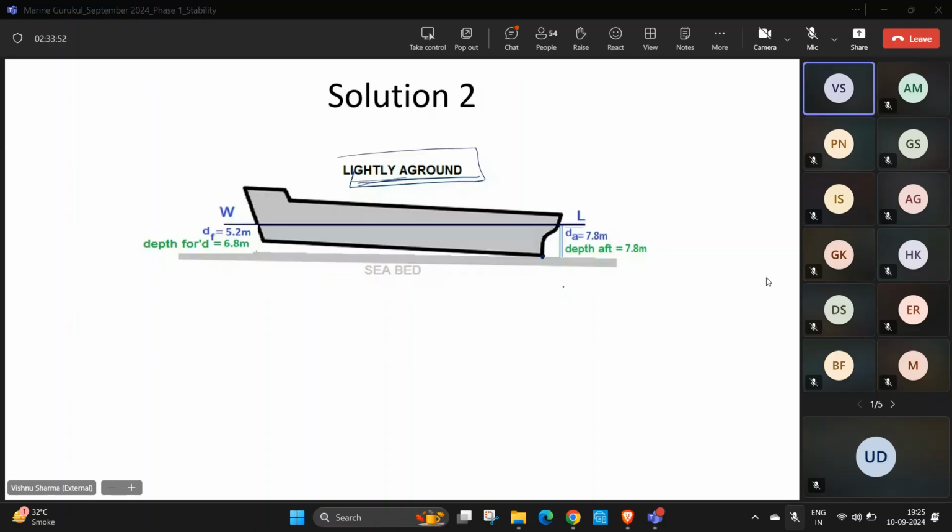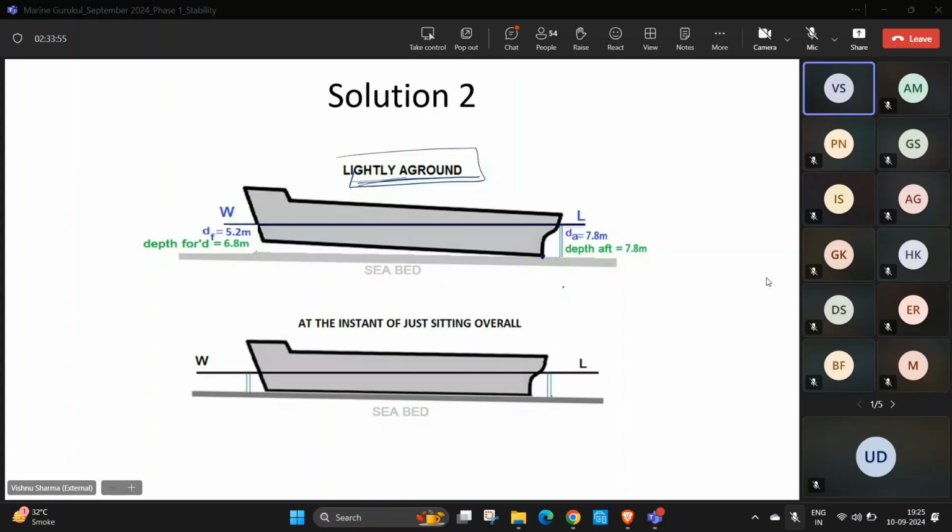Now, when she just sits overall, just at the instant of just sitting overall, just means first time sitting overall, let us say the depth aft is X meters. So what will be the draft aft? If the depth aft is X meters in diagram B, what will be the draft aft? X. Very good. What will be the depth and draft forward in this case? X minus 1. Is it clear now? Correct, guys? Yes or no?